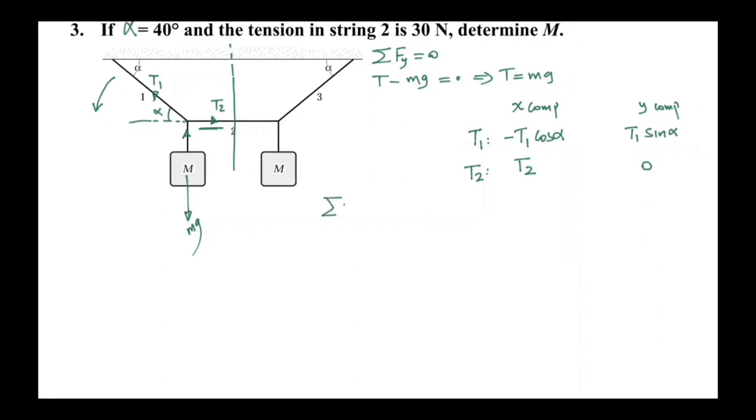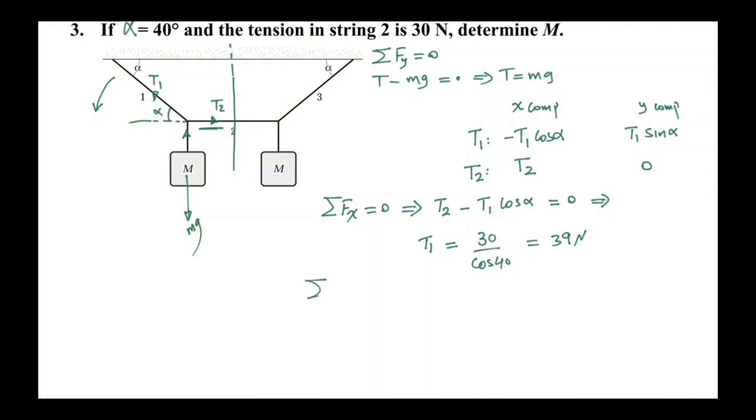Now the sum of all forces on x equals 0, and from this one here, T2 minus T1 cosine alpha equals 0. Alpha equals 40, and T2 equals 30, and from this one here, you will find that T1 is equal to 30 divided by cosine 40, or in other words, it's 39 newtons.